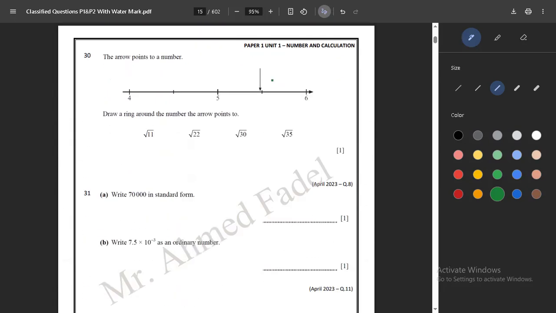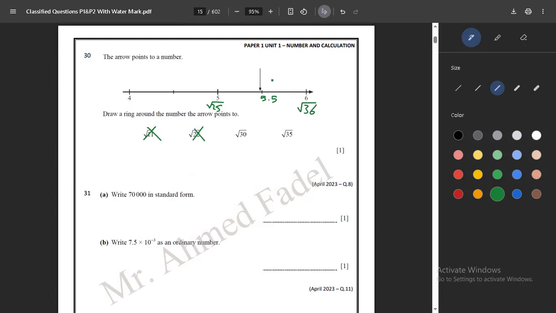Here, drawing a ring around the number that the arrow points to, it's between 5 and 6. Between 5 and 6, I got here 5.5. Okay, good, but let's do it in roots, because here they're providing only roots. So I got here square root of 25, and square root of 36, right? Good. Do you think square root of 11 is between square root of 25 and square root of 36? No way. Is square root of 22 between square root of 25 and square root of 36?